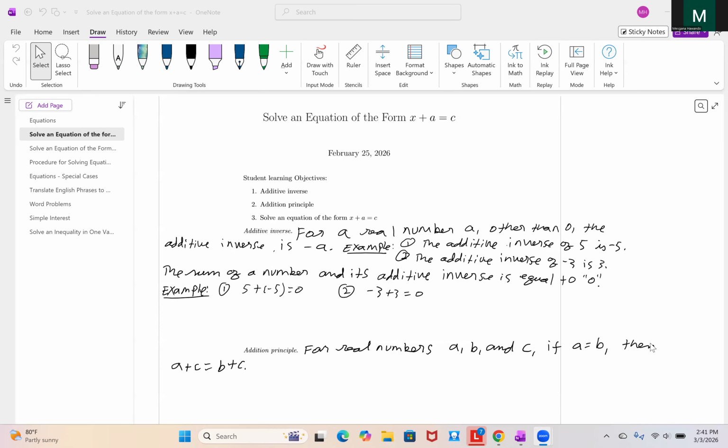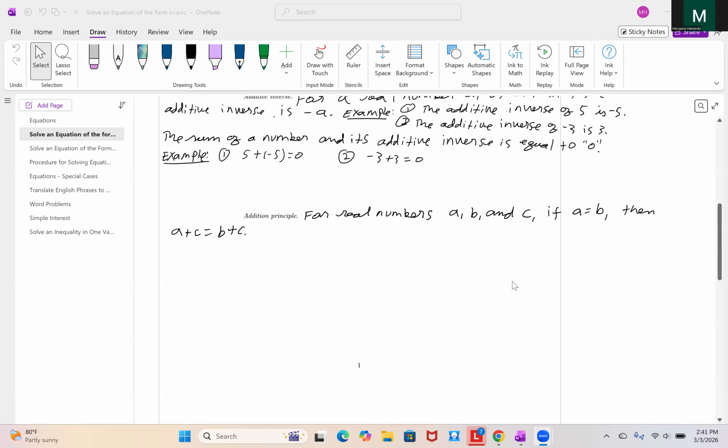For example, 5 plus negative 5. Negative 5 is the additive inverse of 5, so the sum of these numbers is 0. Negative 3 plus 3 is equal to 0. Addition principle: for real numbers a, b, and c, if a is equal to b, then a plus c is equal to b plus c.